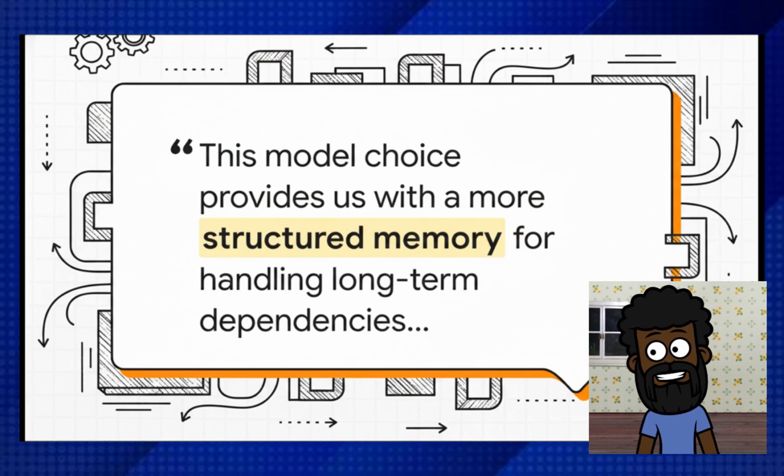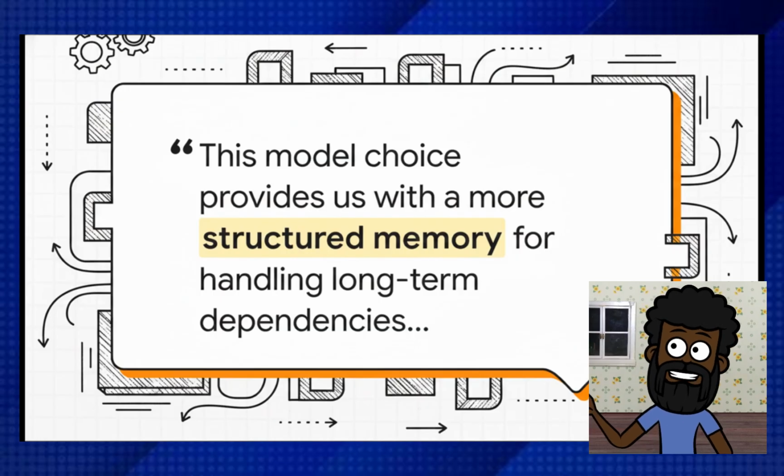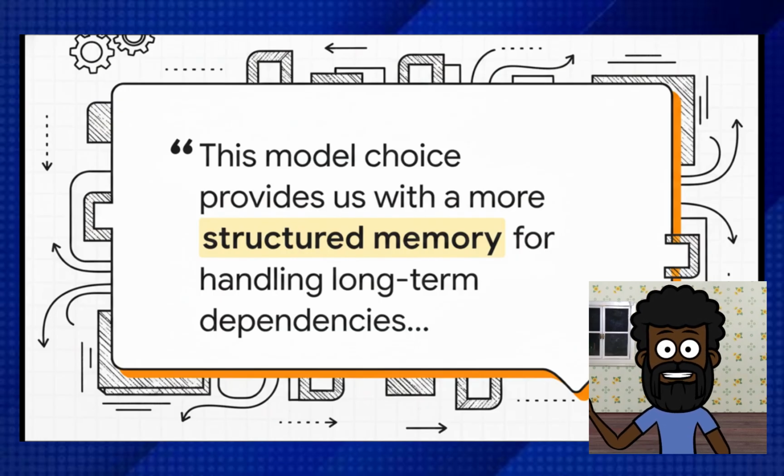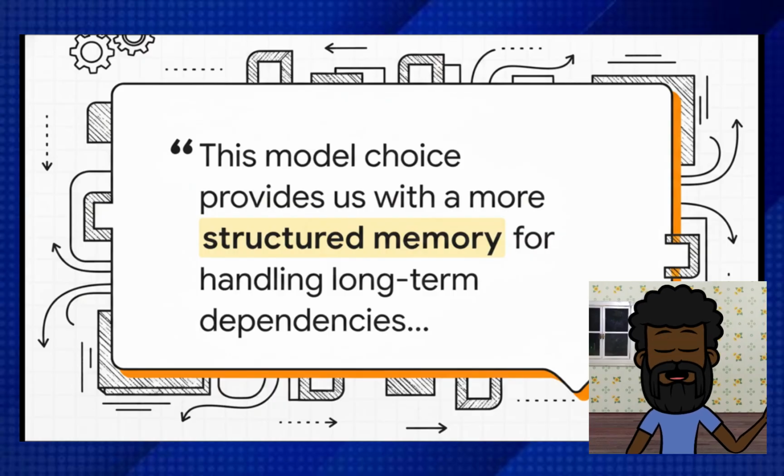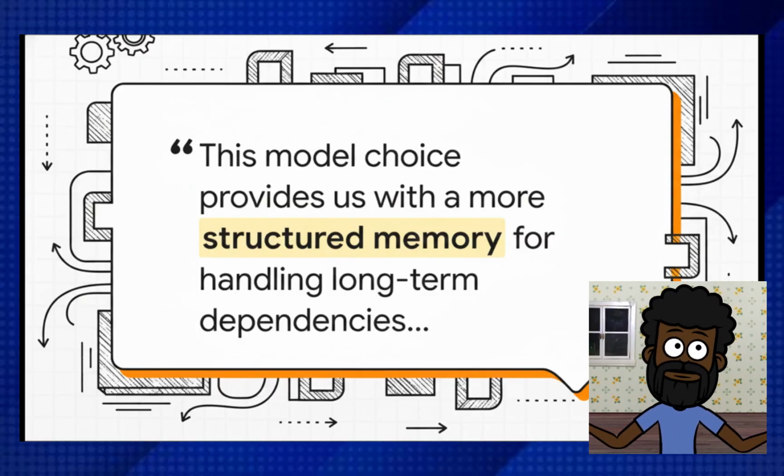They wrote, "This model choice provides us with a more structured memory for handling long-term dependencies in text." And honestly, that's the secret sauce right there. By using the transformer, the model wasn't just predicting the next word based on the previous 3 words. It was pulling rich context from the entire passage. This resulted in a far more robust understanding of language that transferred beautifully across all sorts of diverse tasks.